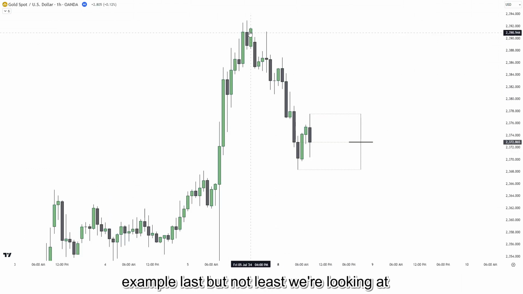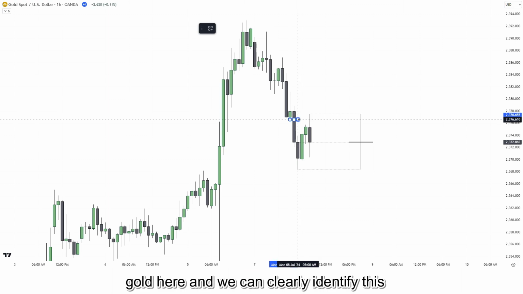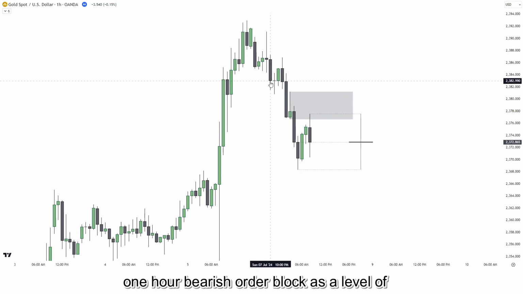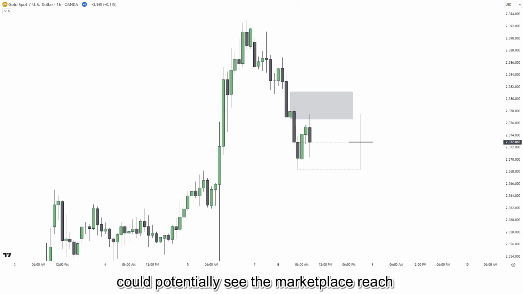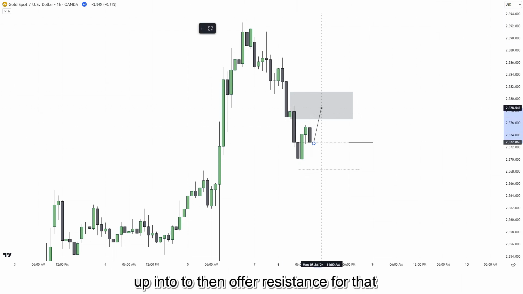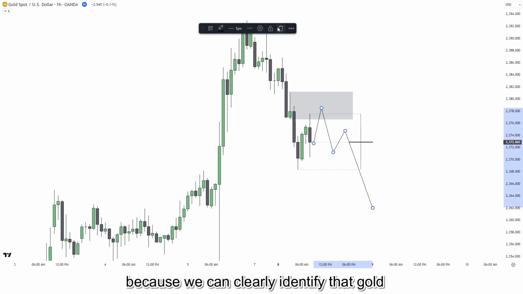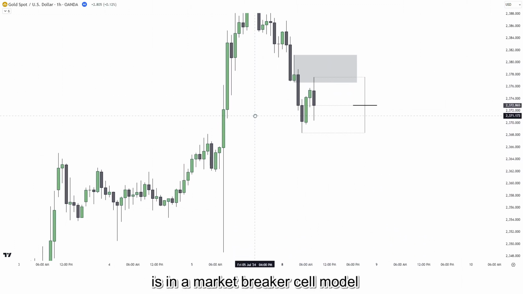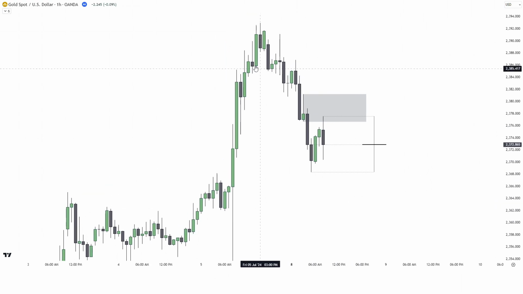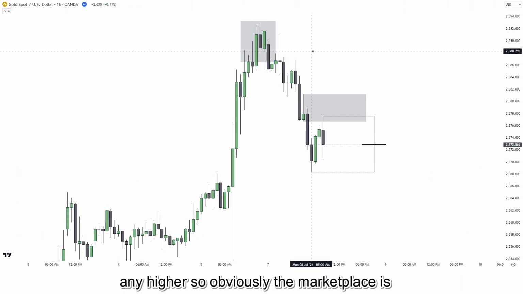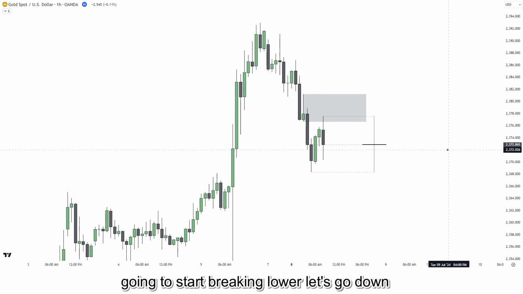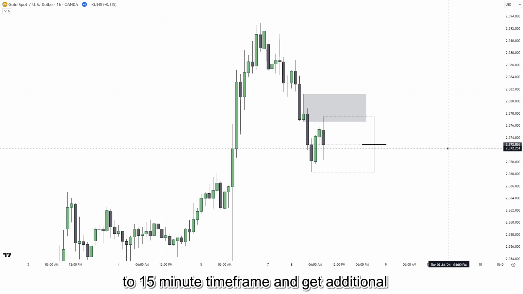Last but not least, we're looking at gold here, and we can clearly identify this 1 hour bearish order block as a level of resistance inside the marketplace, which we could potentially see the marketplace reach up into to then offer resistance for that continuation to the downside, because we can clearly identify that gold is in a market maker sell model. We reached higher and higher prices, but we reached a level to where we could not push any higher. So obviously the marketplace is going to start breaking lower. Let's go down to the 15-minute time frame and get additional context.